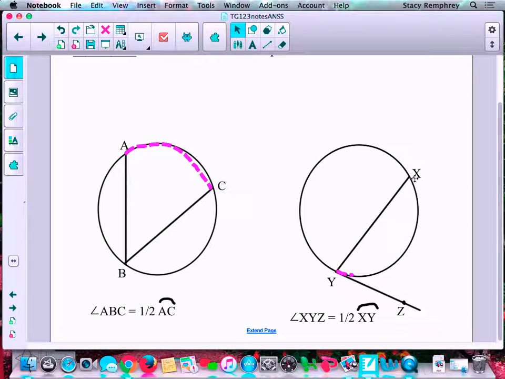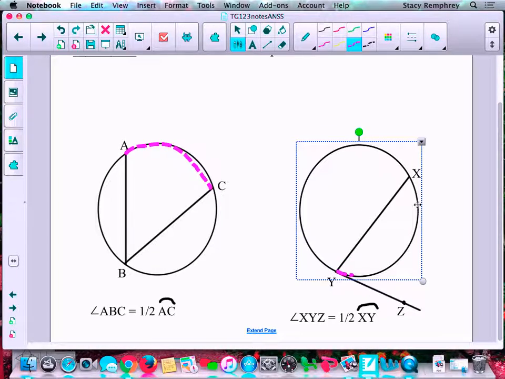This is now a little different. It's not an inscribed angle because it's made of a chord and a tangent. So the intercepted arc here is going to be XY. It's going to be from X to Y, like this. And it's still equal to half of the arc. If you look at angle XYZ, and see that as, again, almost like an alligator mouth, what part of the circle is that eating? Okay, this part right here from X to Y.